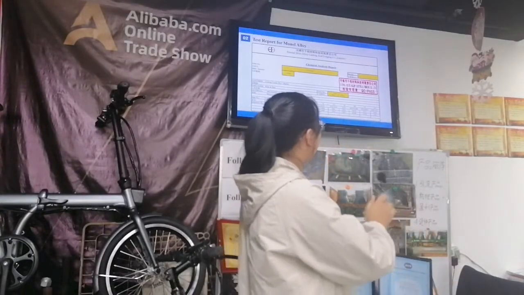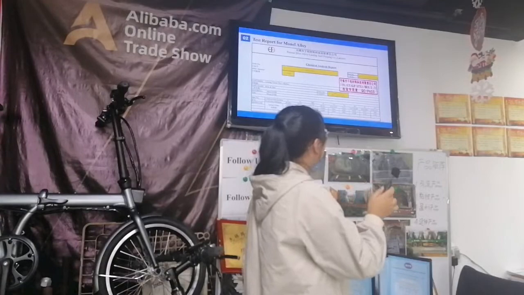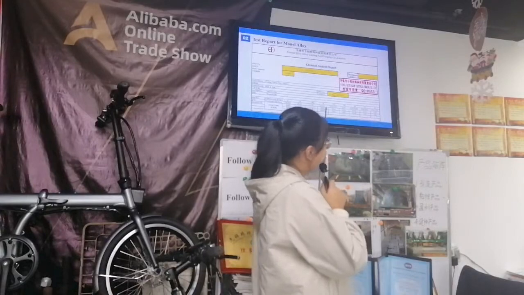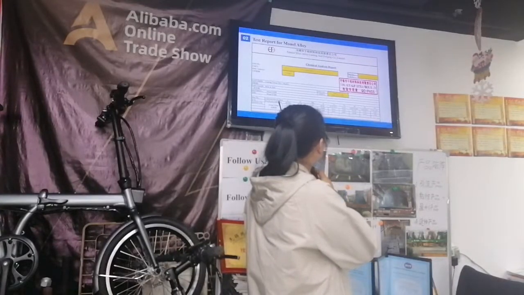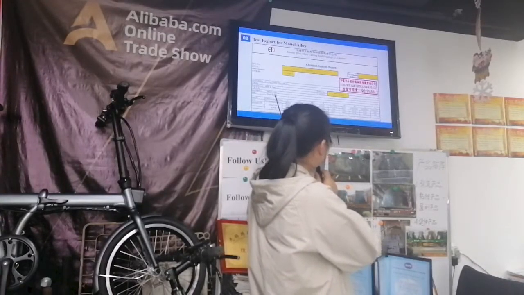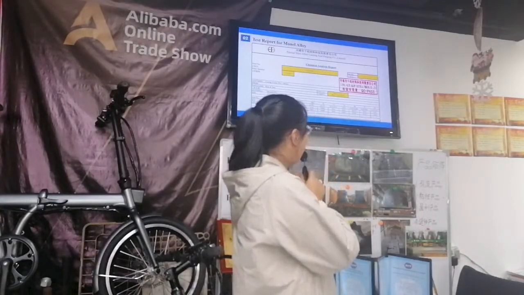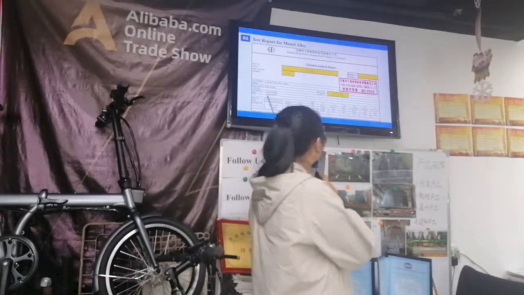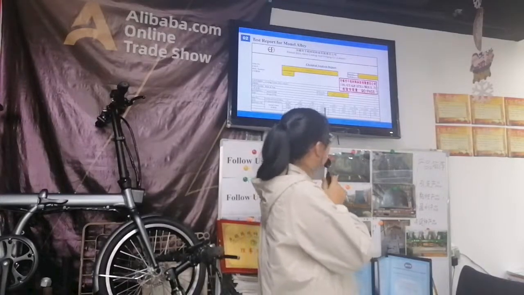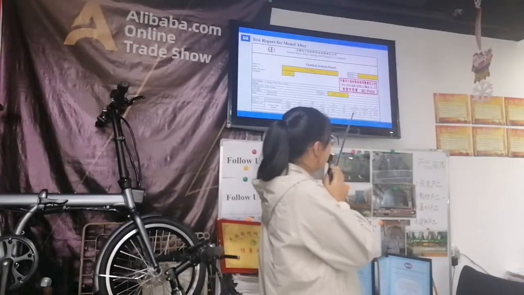Next, test report for Monel alloy. This one is the chemical composition report. The products are bolts, washers, and nuts. The material is Monel K500. For chemical composition, the nickel is about 64.72.